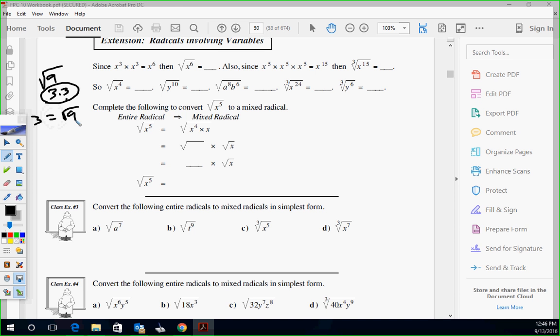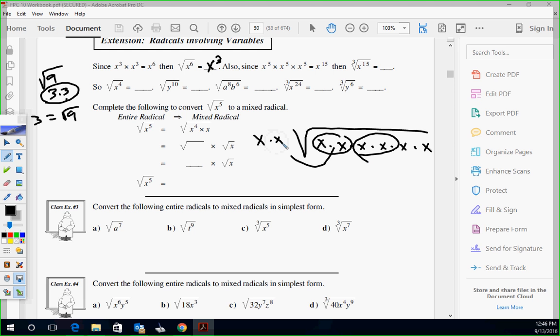Okay, so how many groups of 2 are in 6? That's why it's x3. There's 3 groups of 2 in 6. So if you're like, what are you talking about? Okay, look. 1, 2, 3, 4, 5, 6. That's x to the 6th, correct? This comes out as a what? An x. This comes out as a what? An x. This comes out as an x. How many x's? 3 of them. So you're looking for pairs. Everybody understand that?